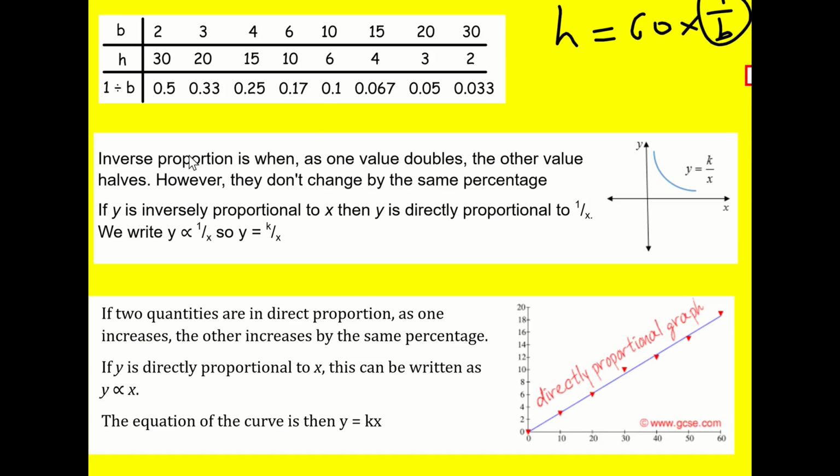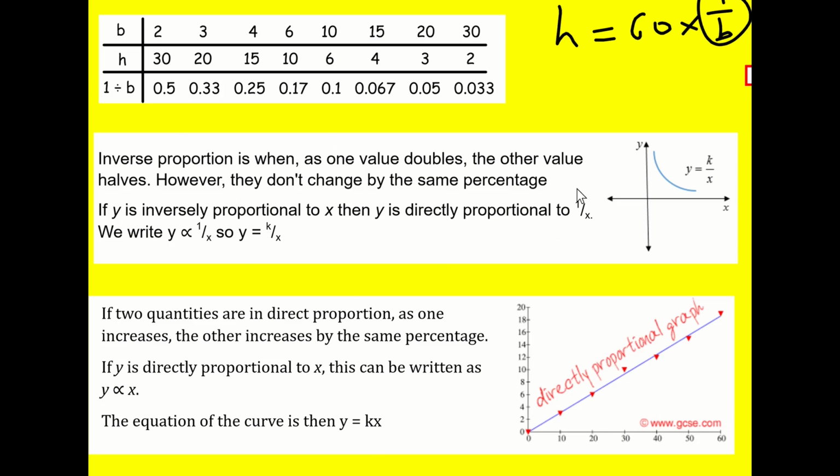So just to summarize, inverse proportion is when as one value doubles, the other value halves, or as one value is multiplied by 10, the other one is divided by 10. They don't change at the same percentage like they do for direct proportion. There's a different kind of relationship. And then we say if y is inversely proportional to x, then y is directly proportional to 1 over x. And that gives us a means of writing this symbol as before, and then writing y equals k over x. It's a very similar thing going on to direct proportion.